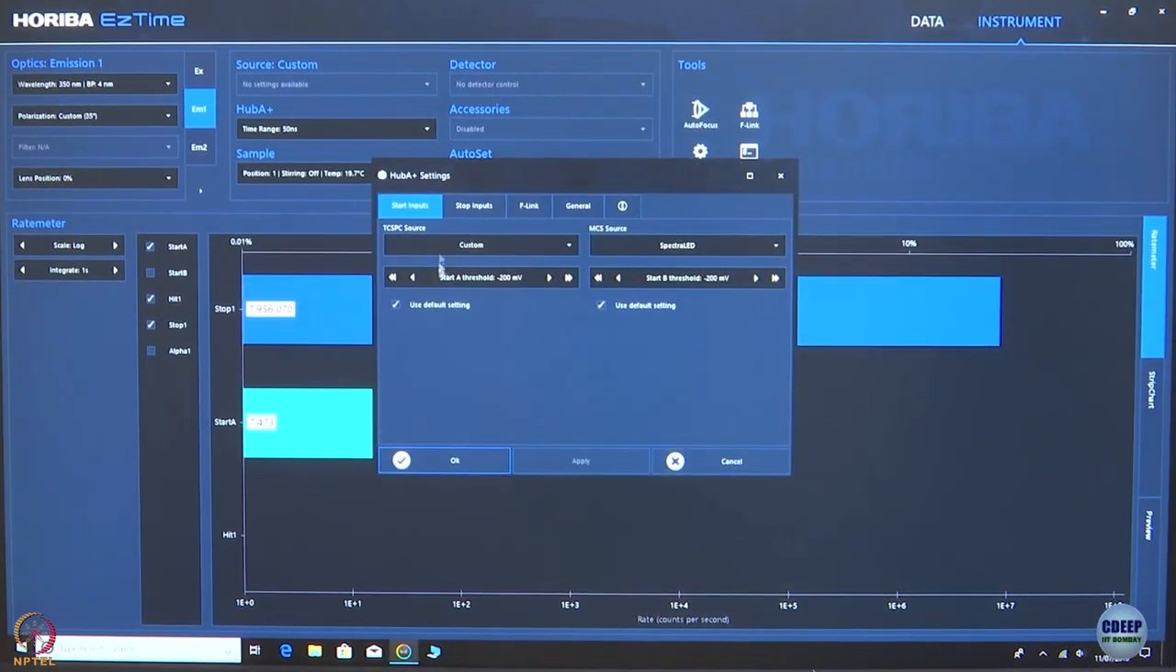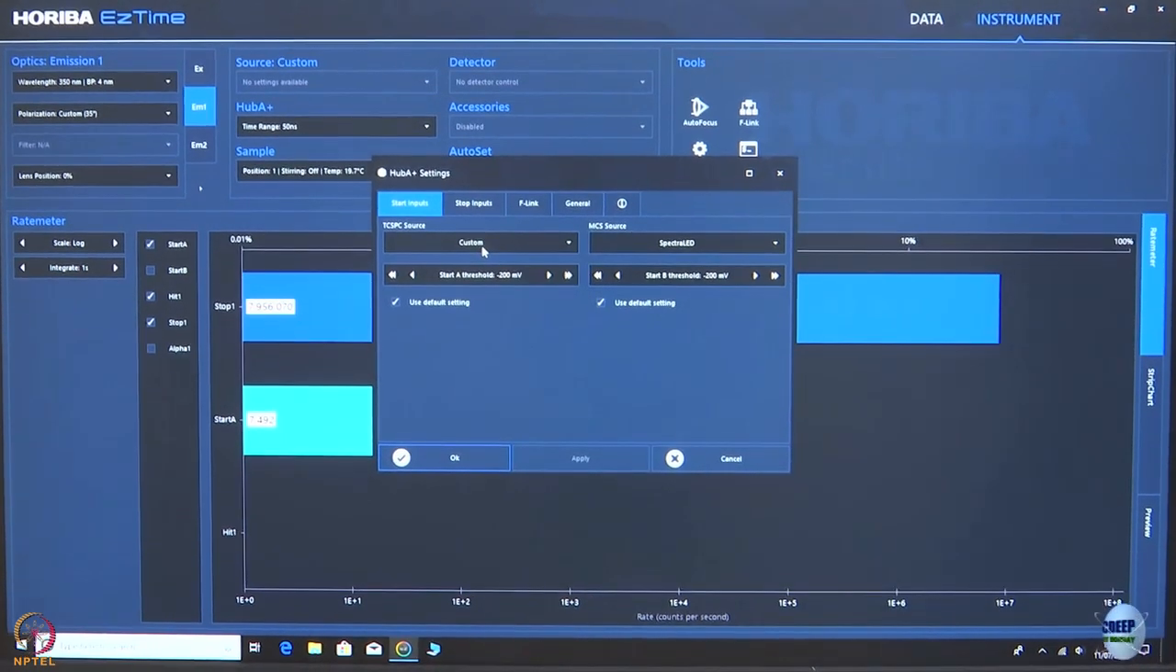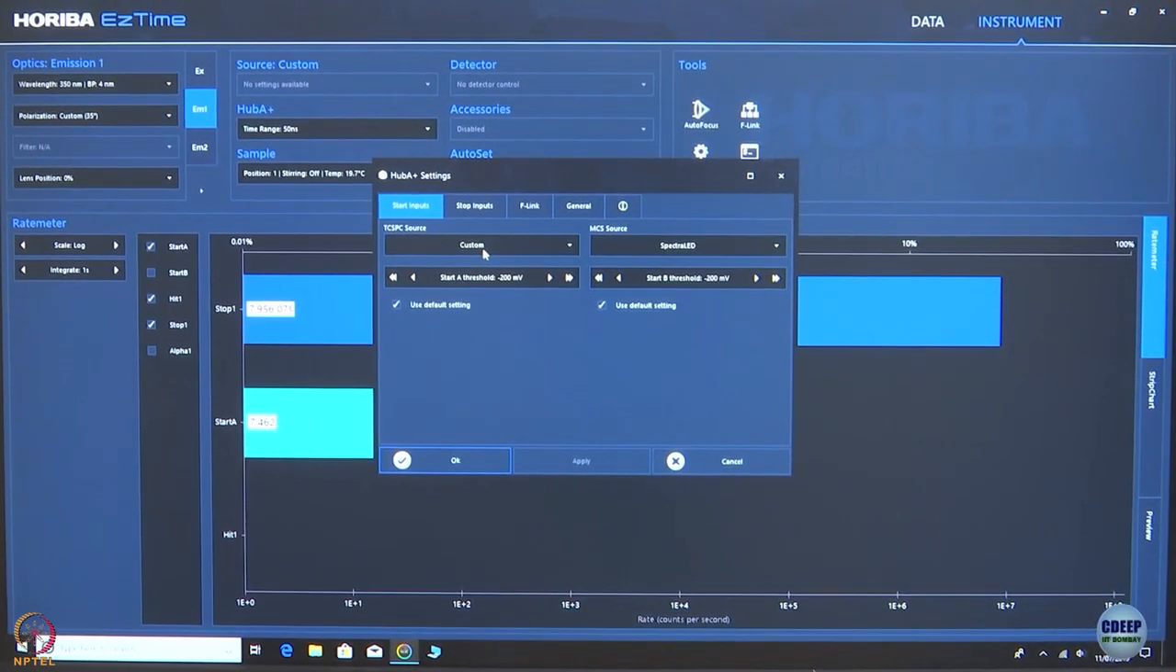And now, to give you a little better idea, you can look at the start inputs and the stop inputs separately. Here, the TCSPC source is custom because we are using a source that is not really part of the spectrometer. We are using a titanium sapphire laser. Now, this threshold and all, generally nowadays for commercial instruments, you do not really have to play around with these.